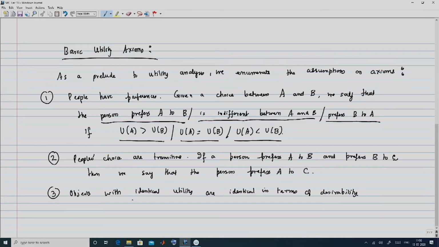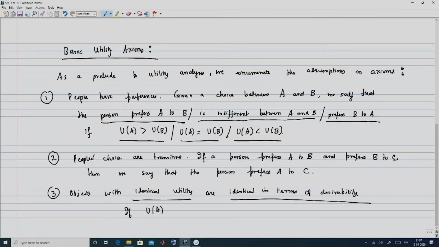So, this means that if alternatives have identical utility, then it implies that they are identical in terms of desirability or preference from the point of view of the person concerned. So, this means that if u a is equal to u d and u a is greater than u b, then since u a equal to u d, I can say that u d is greater than u b.